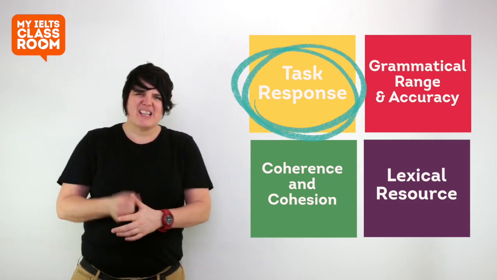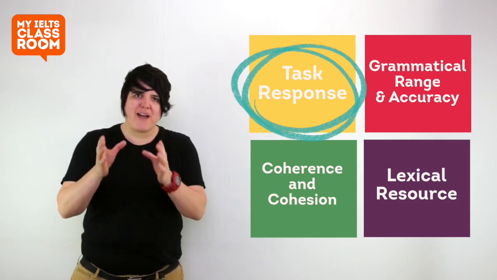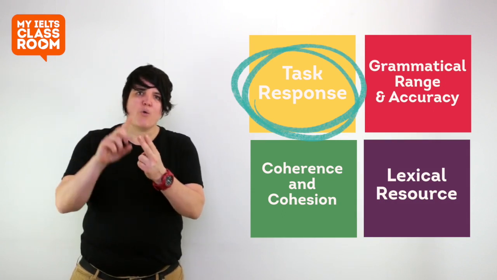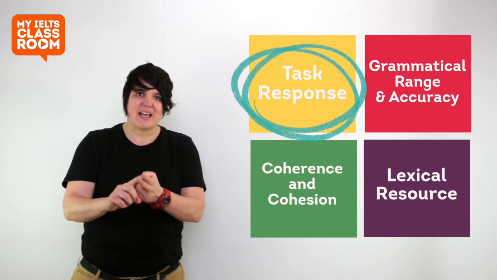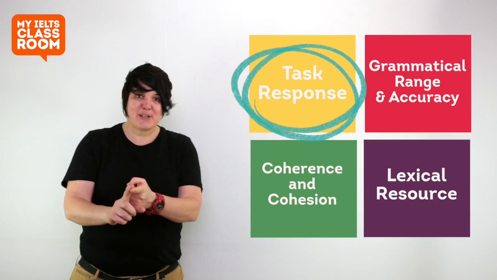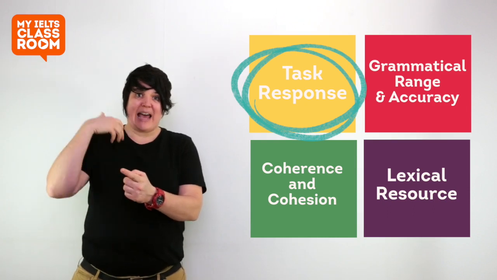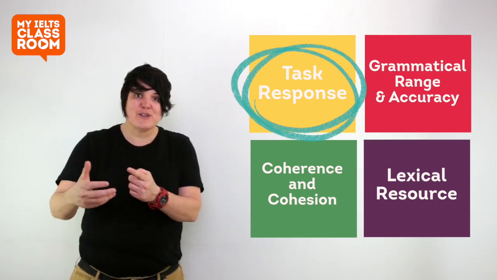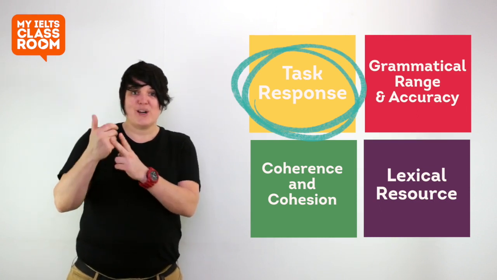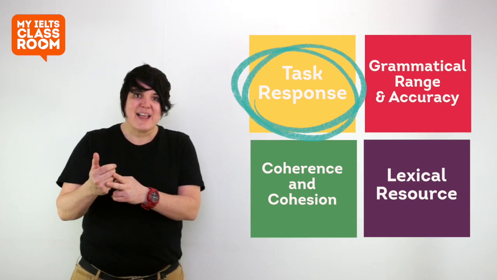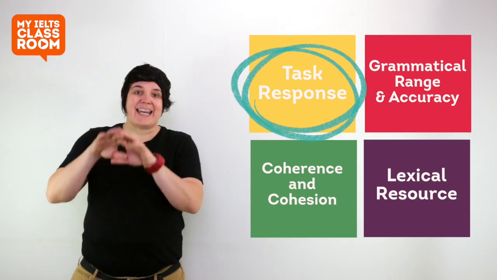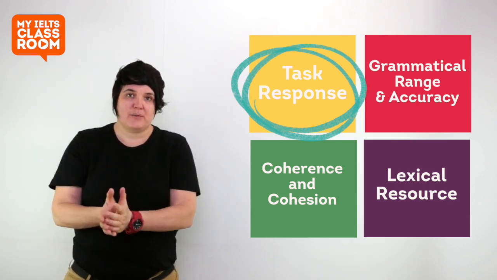Why? Well, in task 1, you are given a very direct task. Write a report or write a letter. There is a correct or incorrect way to do this. For academic students, the correct way is to have an overview with key features to include all of the statistics. And for the general students, for your letter, it's to write a letter that is the correct register, formal or informal, and includes all of the details.